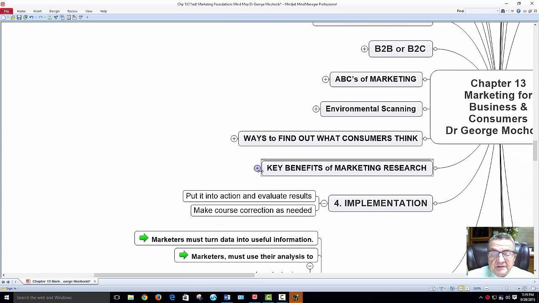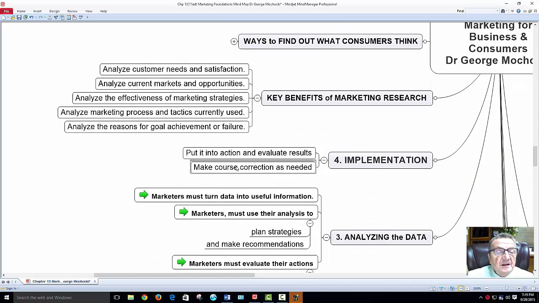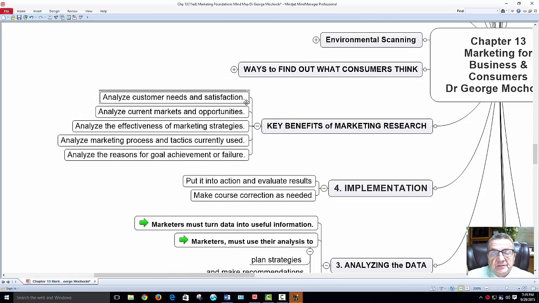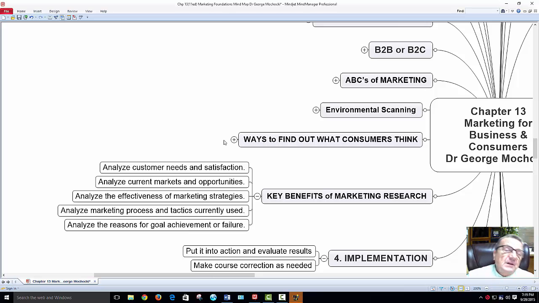Now, key benefits of marketing research. Analyze the customer's needs and satisfaction, current market opportunities. Look at different strategies. Analyze the process and tactics you're using now. Should I change them? Remember, it's nice to do modifications, not drastic changes. Analyze the reasons for goals and achievements or failures. Hey, you're going to mess up. Failures are happening. That's part of business. That's just like risk management. Insurance companies wouldn't have a job without risk management.